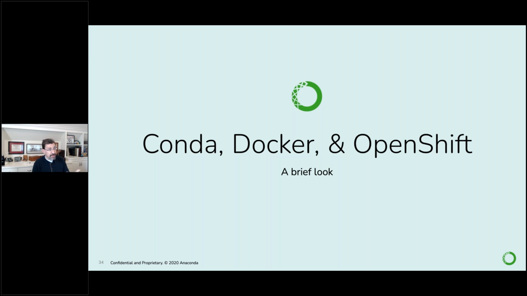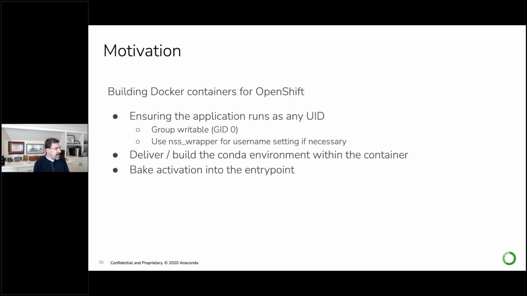You could schedule these containers to run on OpenShift. And so when you're running Docker containers on OpenShift, there are a couple of generic concerns that I think anyone with experience on OpenShift is probably aware of, specifically the fact that you won't necessarily be able to control what UID, what user the container is running as. So you have to take some steps to make sure that everything you install into the container is accessible as any UID. Now, OpenShift by default will assign the running user group ID 0, the root group.